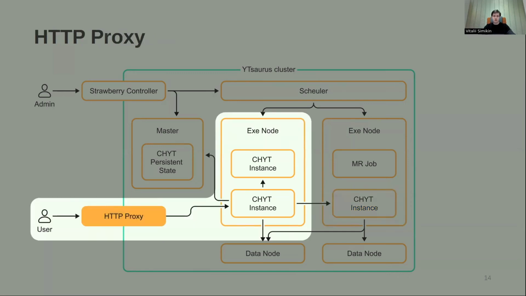CHYT has proxies, which are common HTTP proxies in YTsaurus. You need a proxy since a clique is run within the cluster, and you, as a user, do not have direct network access to CHYT instances. This is why all queries that come to CHYT go through a proxy.